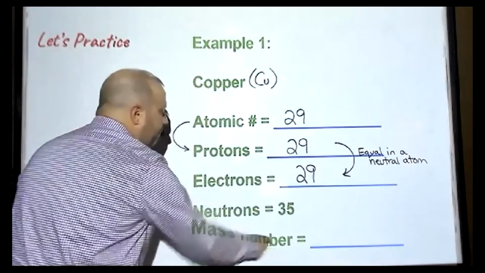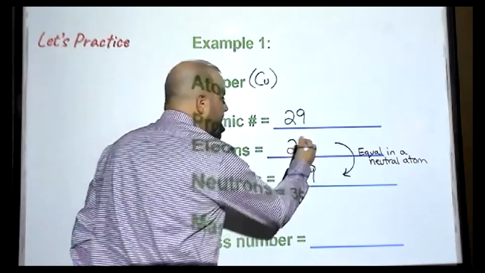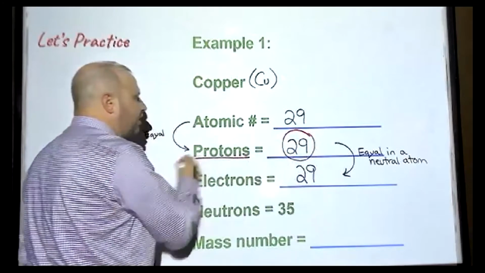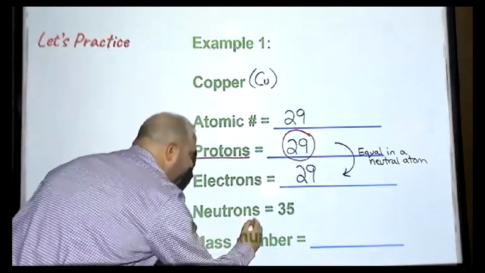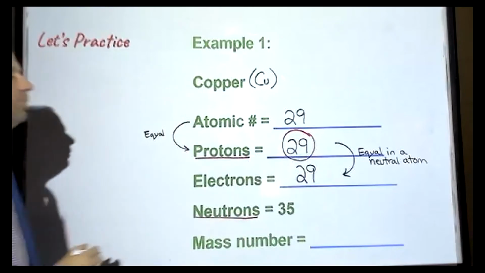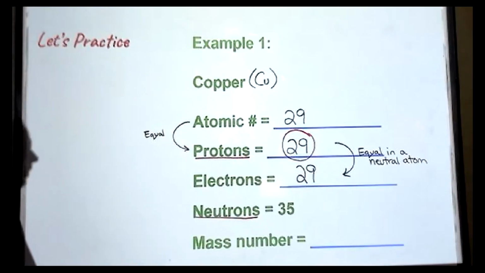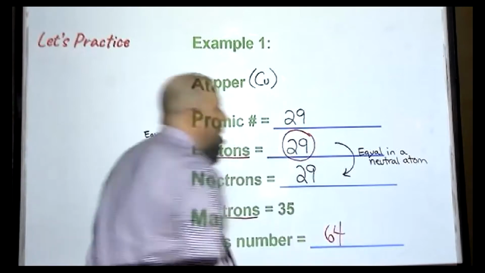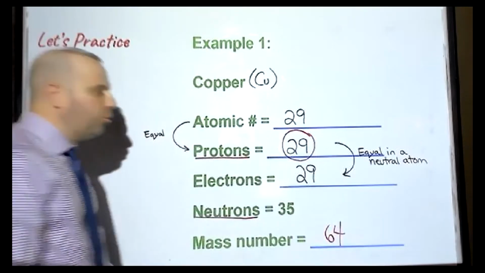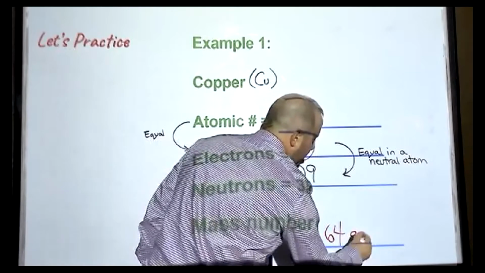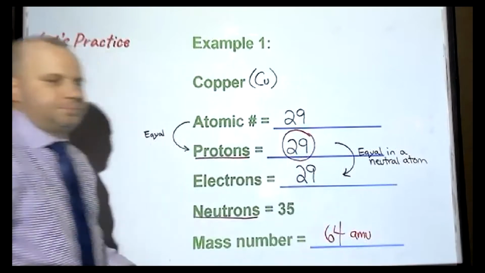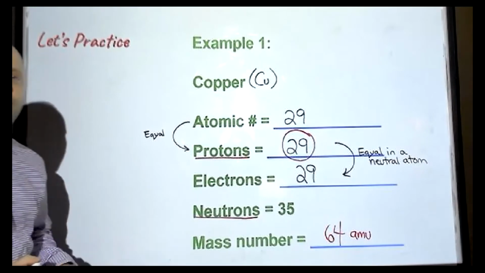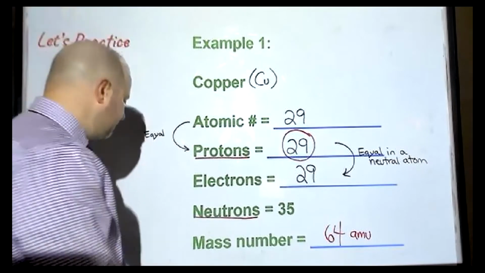And then remember, to get the mass number, we have to add together protons and neutrons. So to get the mass number down here, we're going to take this number, 29 here. That's the number of protons. And we're going to add it to the number of neutrons. And we're going to get a mass number of 64 AMU. So that's our first example, which was copper.